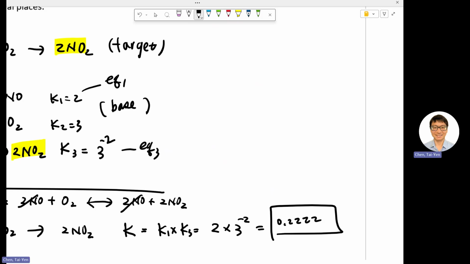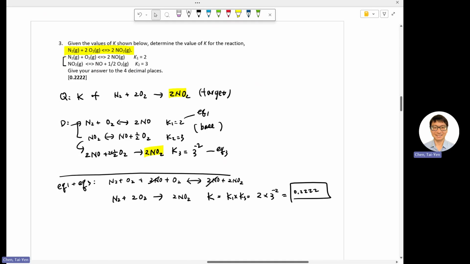Okay, so the biggest thing that we learn from here is that you need to have a clear idea about what is your target. Okay, what is your base? Your job is to either flip or multiply certain constants to your base equations. And after you add up, it gives you back your target equation. Okay, and you should get familiar with all the calculations of your K.